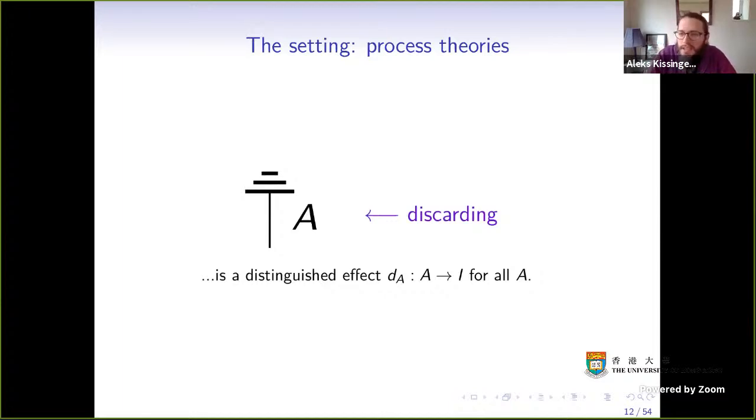And the interesting thing that lets you start to talk about some causal stuff is that you have this distinguished effect called discarding. Initially I'm not going to assume anything about discarding. It's just this thing that I call discarding. The intuition is that some system is just being thrown away, or it's being ignored, or we don't have access to it anymore. So we don't make any assumptions about what this discarding thing is, but you can use it to start to make some definitions.